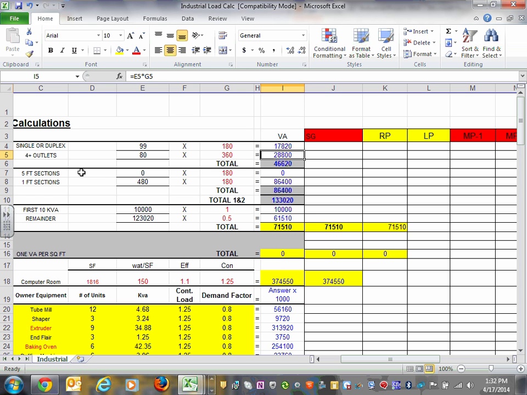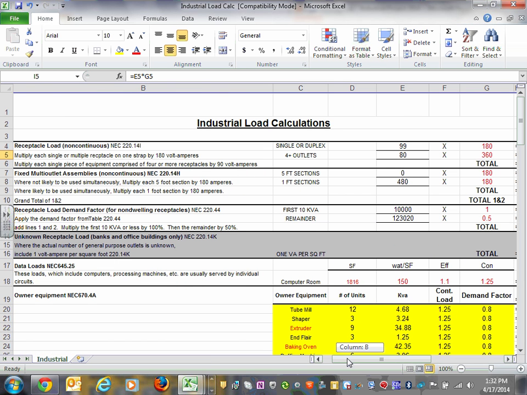We also have sections here. We have fixed multi-outlet assemblies. In this project we're using multi-outlet assemblies, and again, it's a judgment you have to use. The code says if they are simultaneously used, you can allocate 180 volt-amps for each 1 foot of them. If they're non-simultaneously used, you allocate 180 volt-amps for each 5 feet of them. So that's a judgment that you have to use. If you are in doubt, always lean on the side of safety and assume they are simultaneously used.